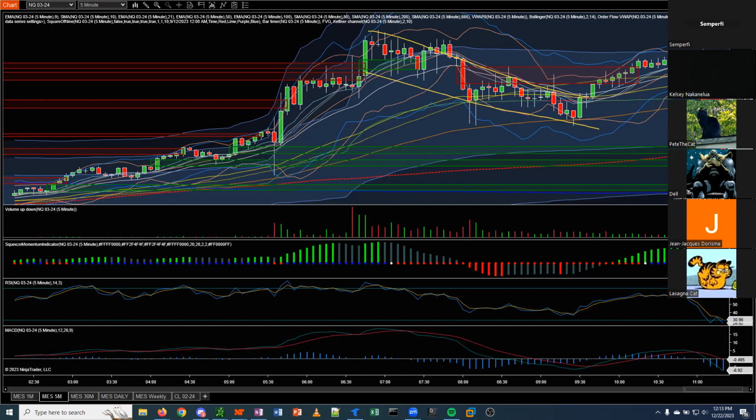So on this whole trade right here, getting in on this side of the trade is not good. Getting in on this side of the trade is better because you're going with the wave.